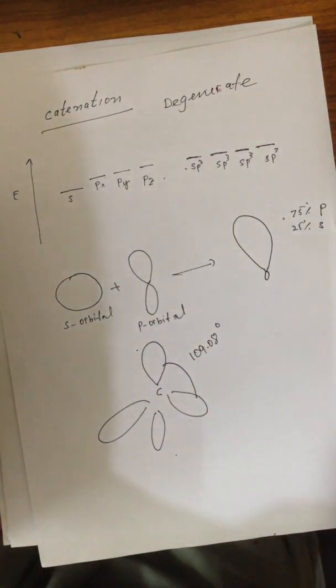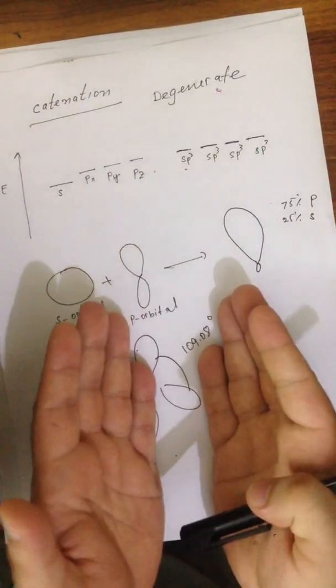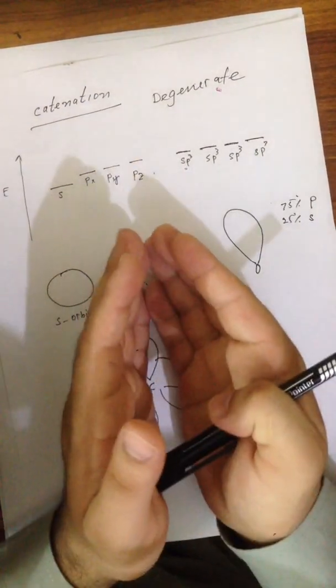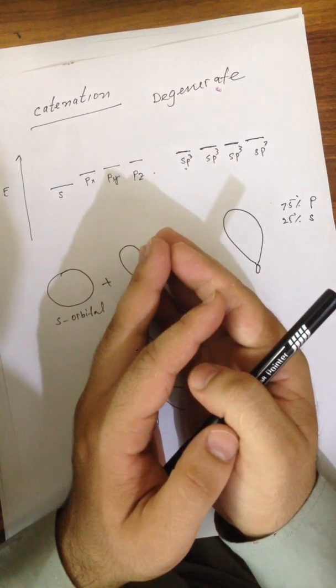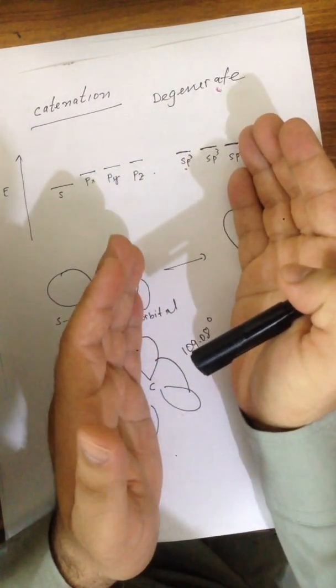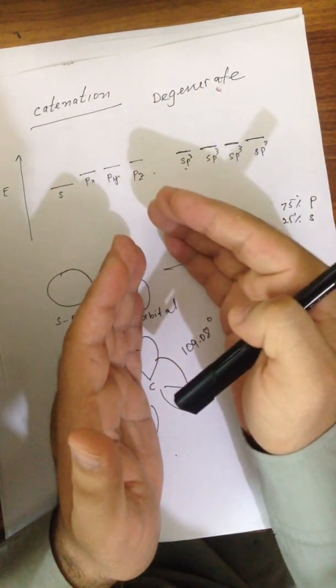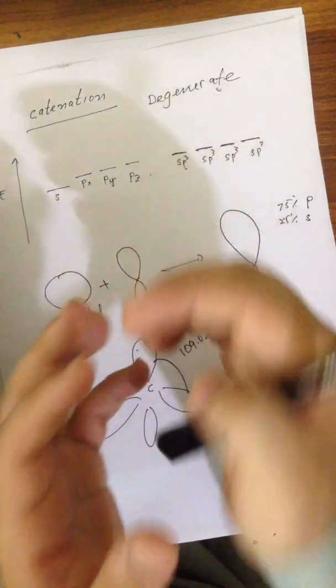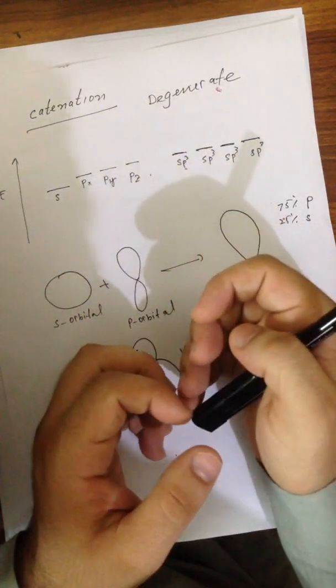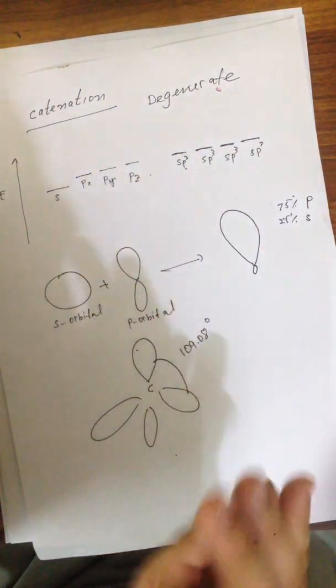So this is the theory of hybridization, and with the help of this theory we can explain why carbon atom forms 4 bonds rather than 2 bonds, and why there is such a diversity in organic compounds, why there is this property of catenation.